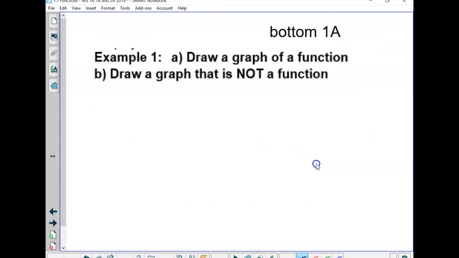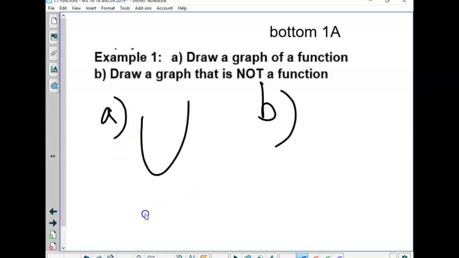All right. So quickly do this. Draw a graph of a function, draw a graph that's not a function. Can you handle that? A, B. What would you like to draw for A? A parabola or a line. Y equals X. Okay, that is a function. It says draw a graph, though. What's not a function? Sideways. Absolute value of y equals x.